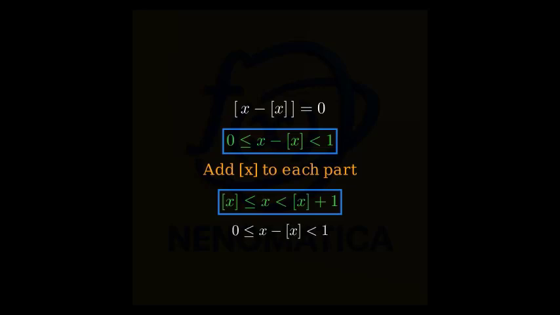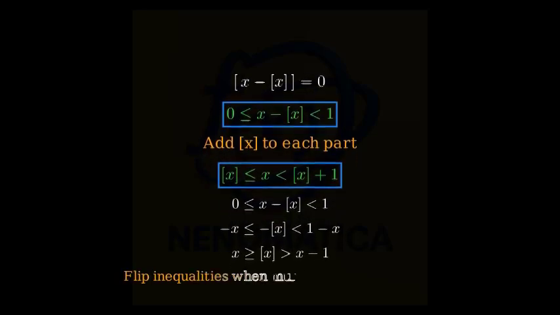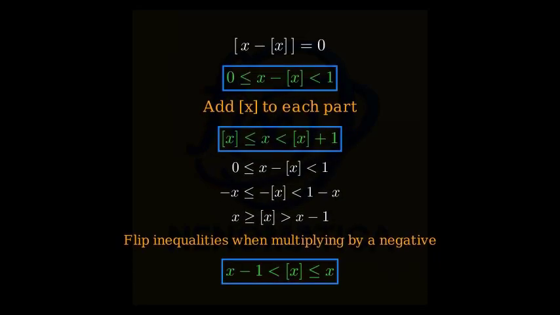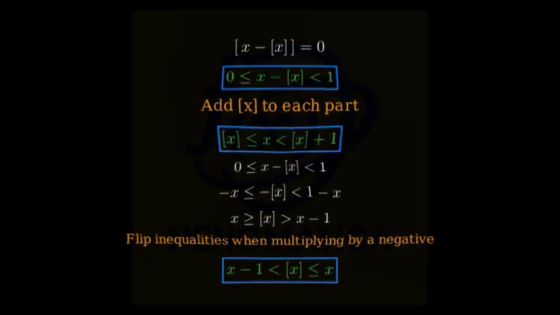Step 3. Derive a bound directly for floor of x. Start again from 0 less than or equal to x minus floor of x, which is strictly less than 1. Subtract x from all parts to get negative x less than or equal to negative floor of x, which is less than 1 minus x. Multiply by negative 1, remembering to flip the inequality signs. Then reorder from smallest to largest. Notice how the number line picture matches each statement.